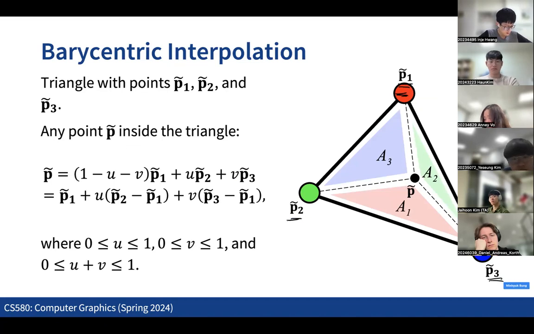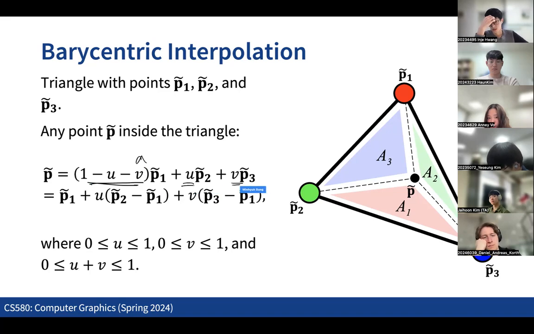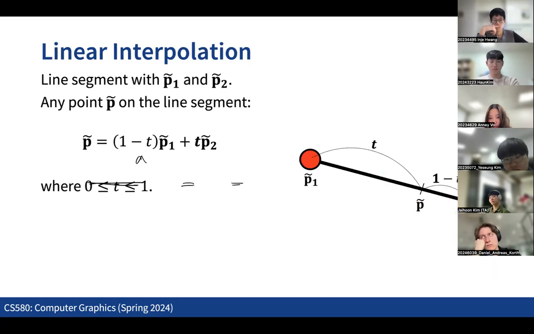Then any point P tilde over the triangle can also be represented as a linear interpolation, having the 3D parameters, 3D coefficients, let's say A, and also the U and the V. And what we can see here is as we can also see in the previous line interpolation case.